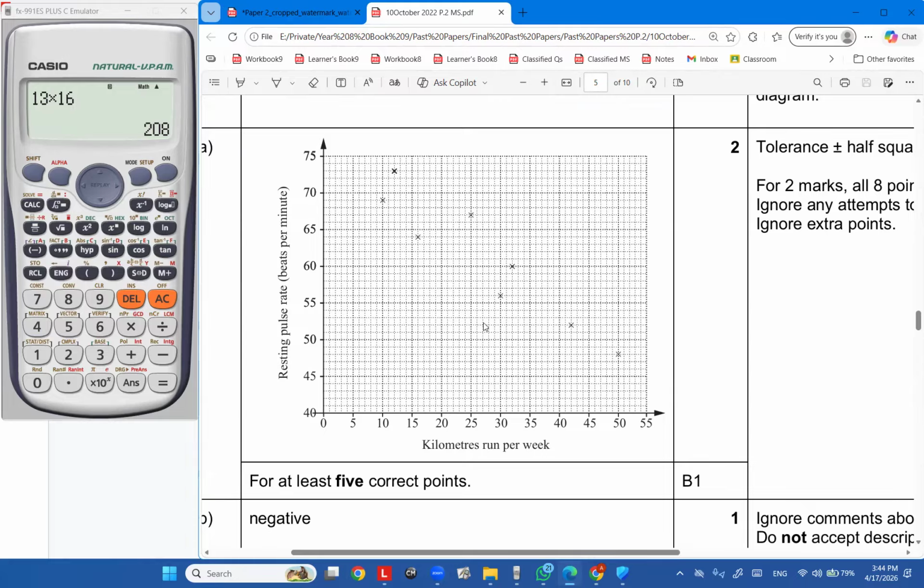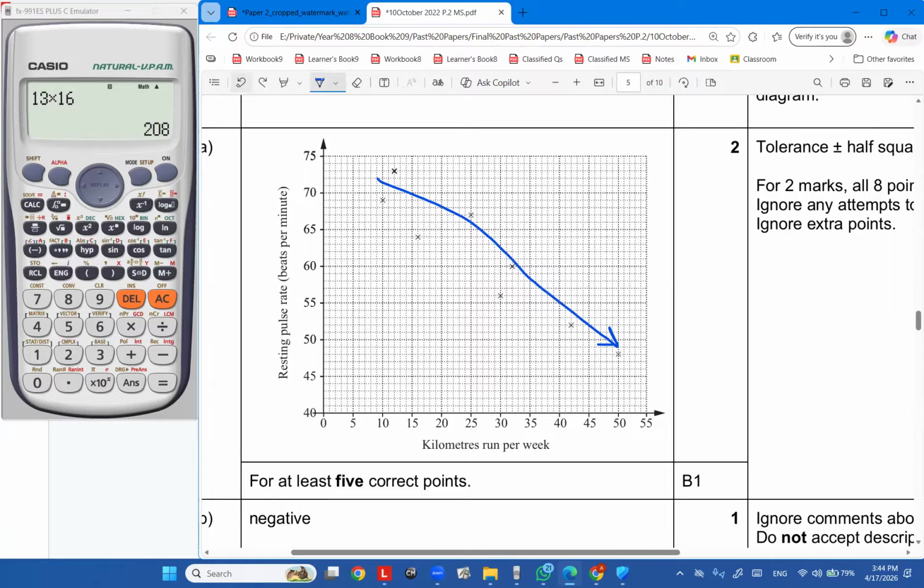After that, they're going to request from you to describe the relation between the kilometers and the resting pulse. So as you see over here, they're going down. Look at that. They are going down, right? So going down means what? It is negative relation, negative correlation. All right. So because they are going down.